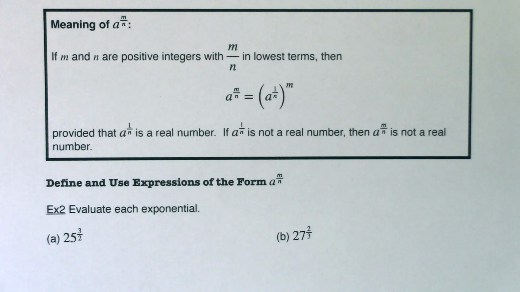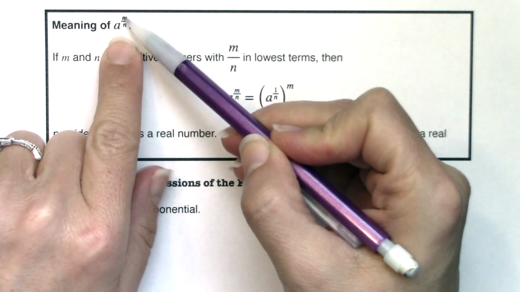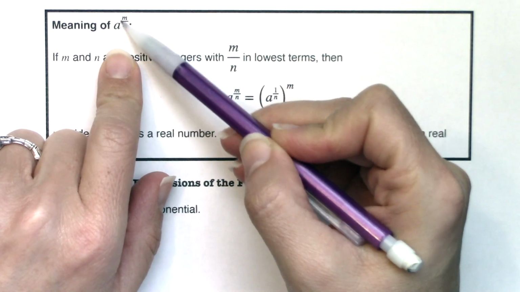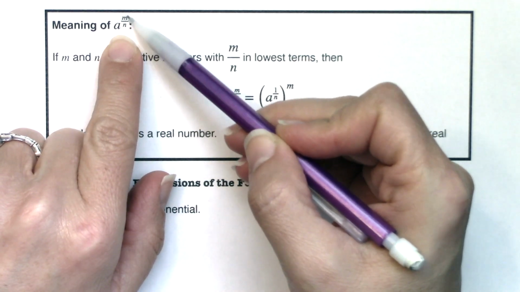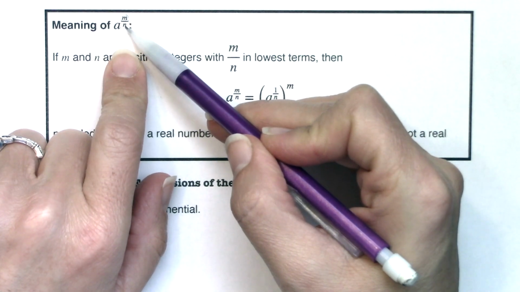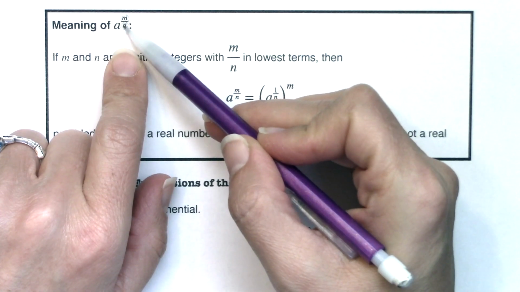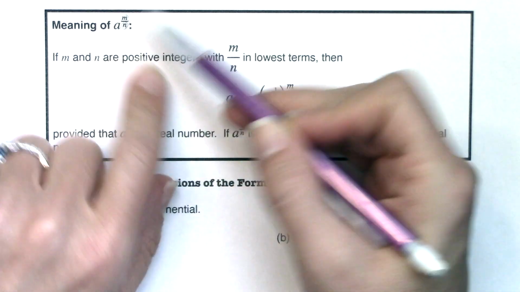Hey folks, welcome back. So let's build on what we did in example 1 by looking at an expression with a rational exponent. But now take note that the numerator is something other than 1. It's a different number. So keep in mind from example 1, the n, the denominator of your rational exponent, always translates to the index, okay?